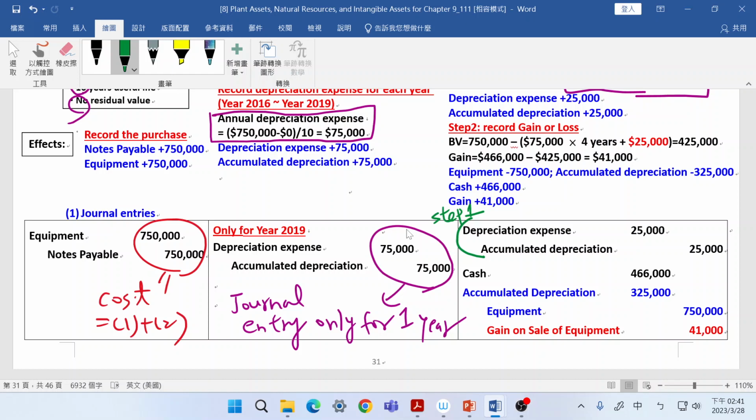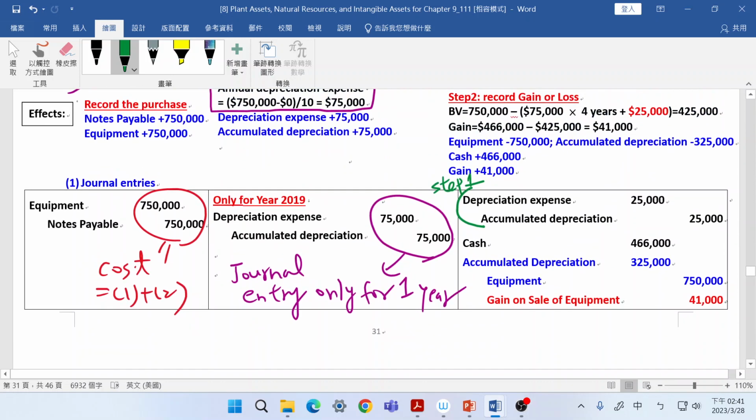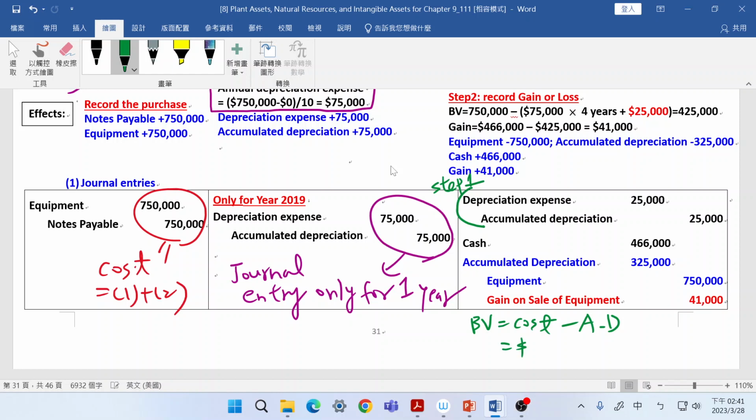After step 1, do the depreciation for 4 months. Do you know your book value? Okay? So this is how we got our book value. So what's your book value on that day? Book value is cost minus accumulated depreciation. What's your cost? $750,000. What's your accumulated depreciation? Before, each year $75,000, right? So $75,000 each year. For how many years? 3 years, right?